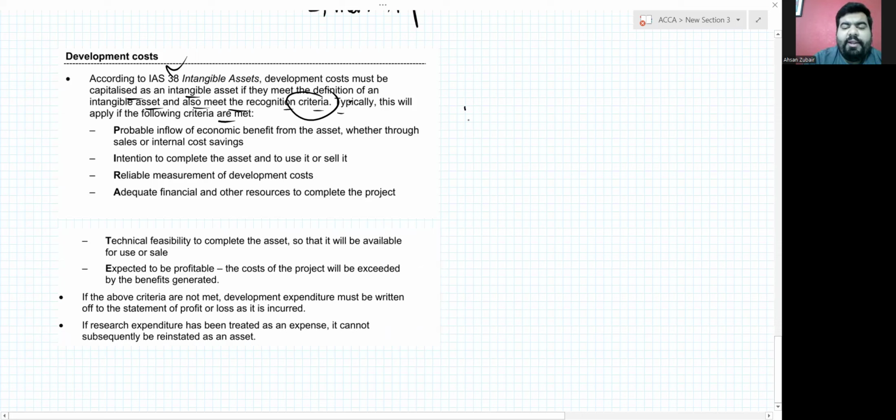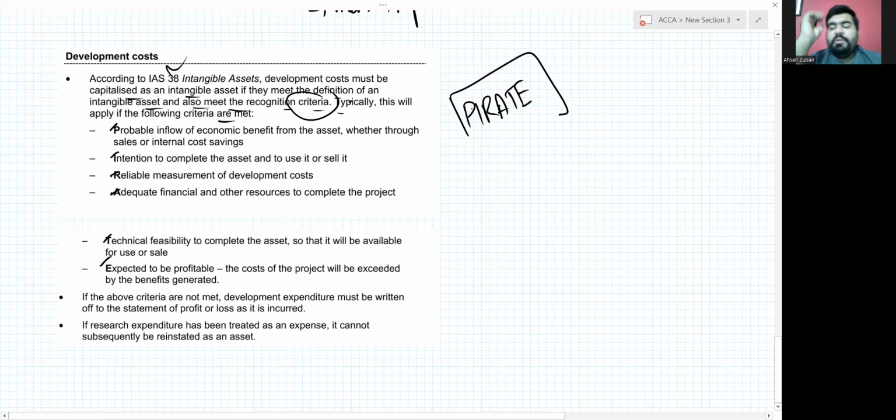So the criteria is like PIRATE. Remember this word, pirate. Every criterion is like PIRATE. That's why it's written pirate. Just remember this word in your mind, so that if you forget it, you will be reminded. So first of all, P stands for probable inflow of economic benefit from the asset, whether through sales or internal cost saving.